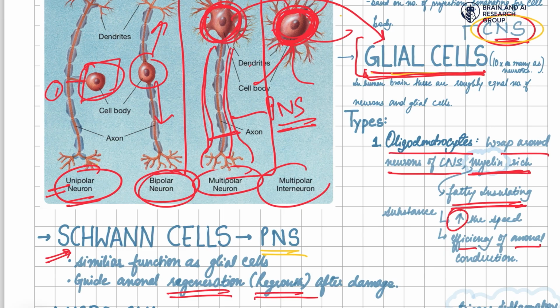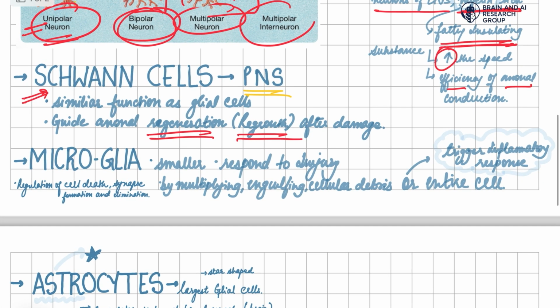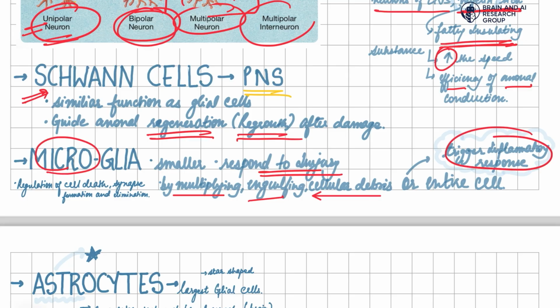Then the second type of glial cells are your microglia. As the name suggests, they are way smaller and tiny. They respond to the injuries in your body. If you have any injuries, they work by multiplying and engulfing the cellular debris or they trigger the inflammation response in your body. If you observe any such symptoms, it is due to the microglia cells. They also regulate cell death, synapse formation and elimination as and when required.